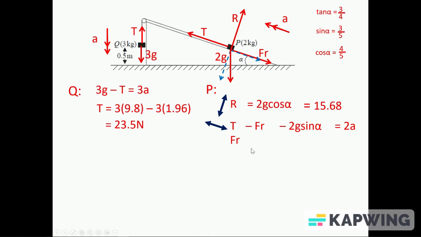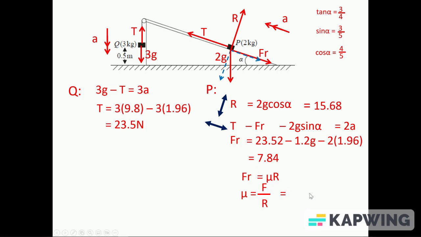So the friction then is going to be the tension, which is equal to 23.52, then minus the 2g sine alpha, which is 1.2g, and then minus the 2a, 2 times 1.96. So yeah, then the calculator should get 7.84. And the friction is equal to mu times R. So mu is going to be the friction divided by R, which is 7.84 divided by 15.68, which is a half.